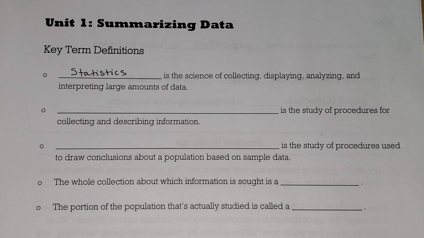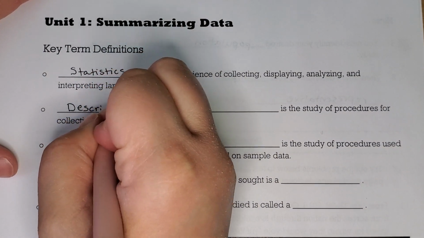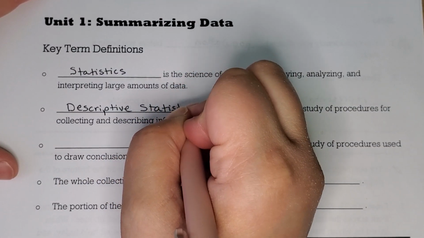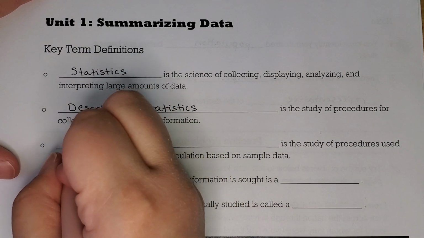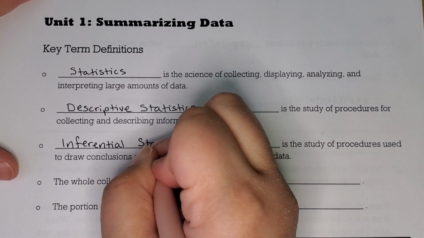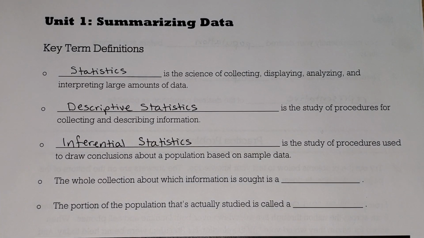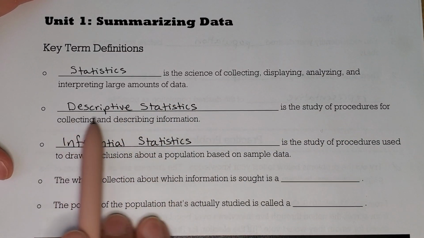So in this process of statistics, there's really kind of two little subgroups of stats. The first is called descriptive statistics. And the second one is called inferential statistics. Now, these two things do kind of what they sound like they do. So descriptive statistics, we've got describes.